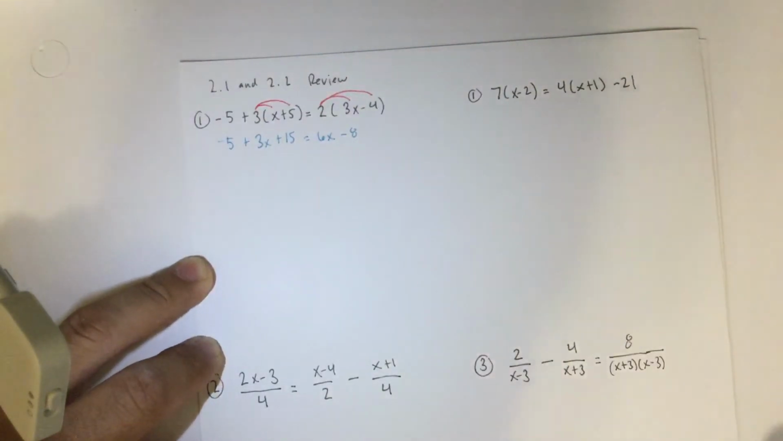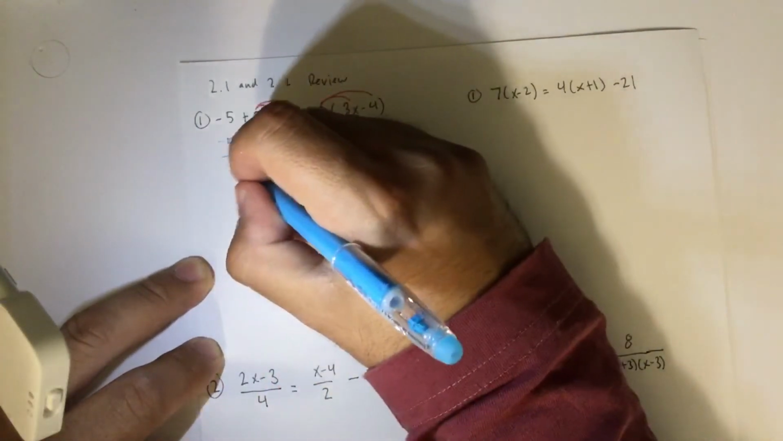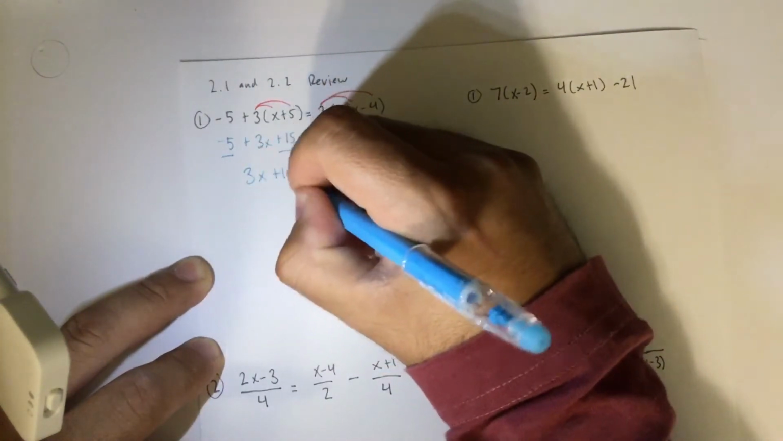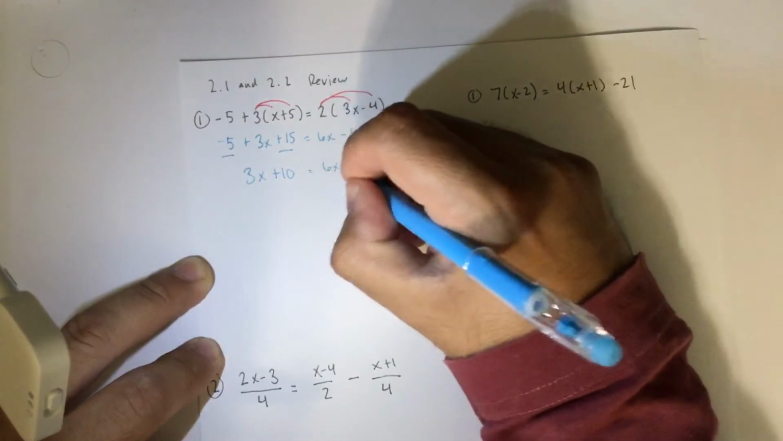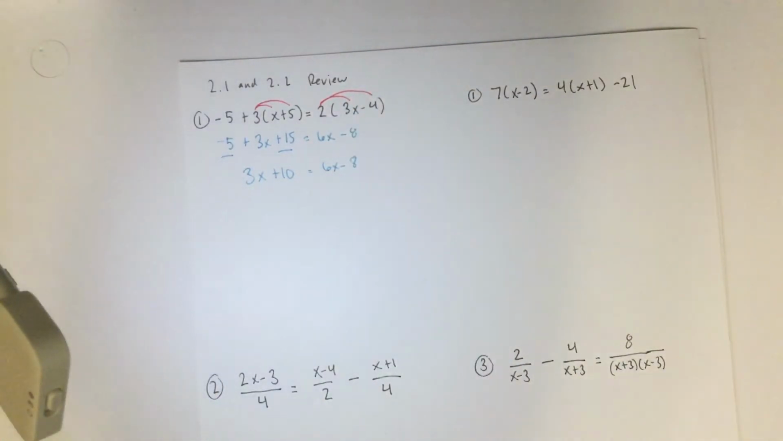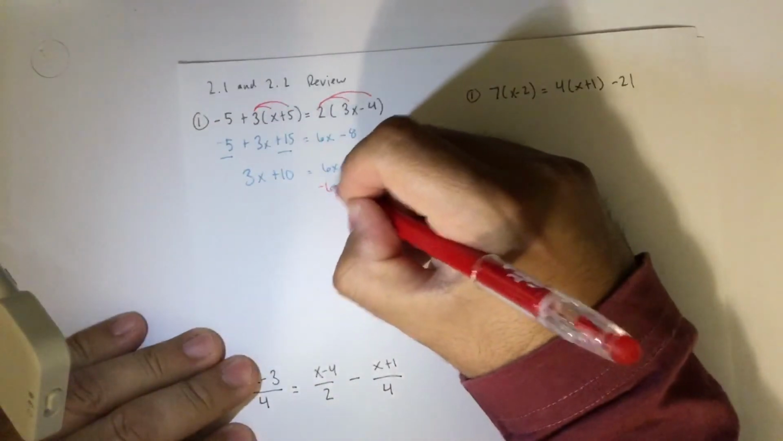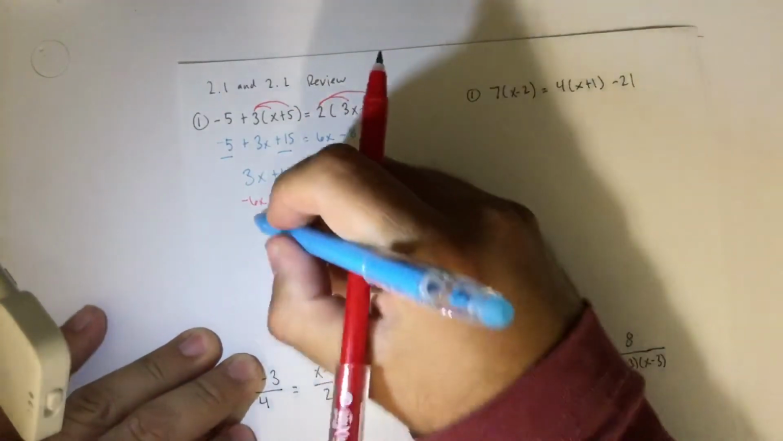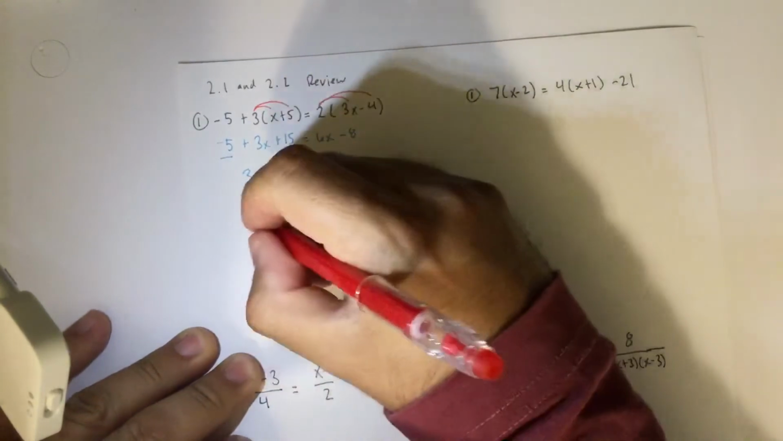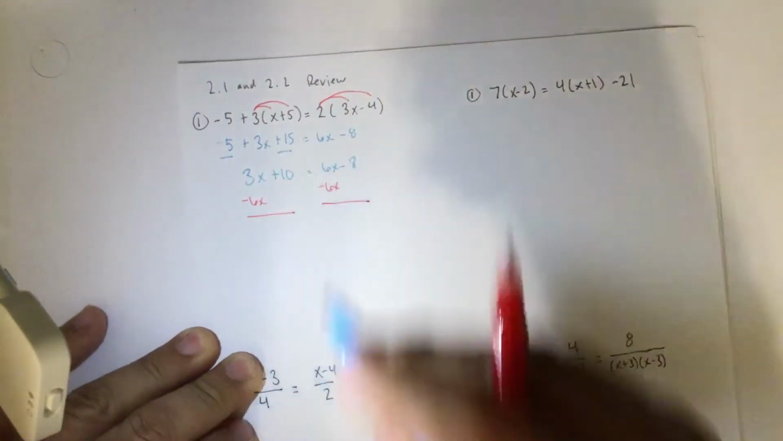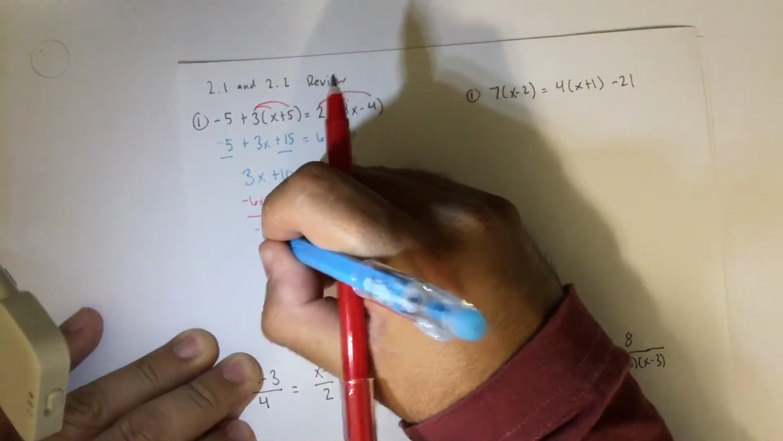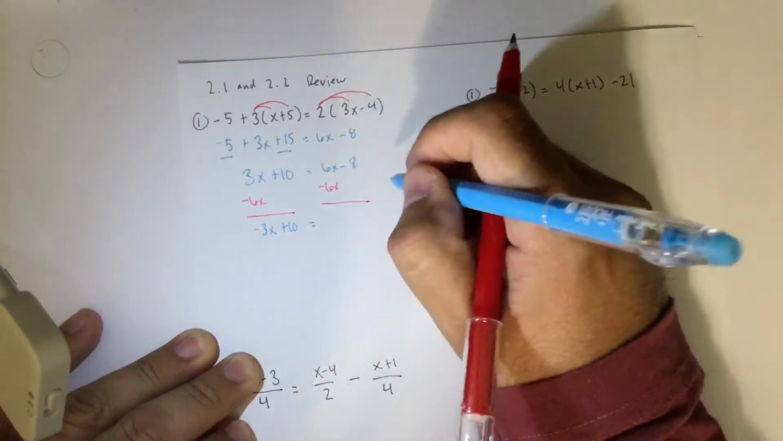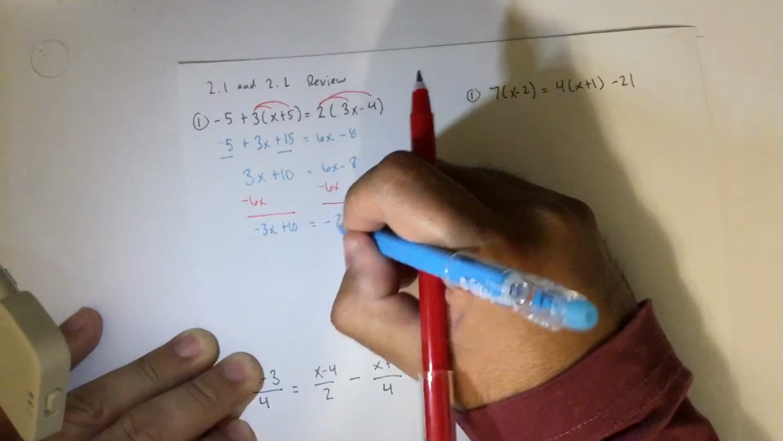Now from here we can combine like terms. So on the left side I see I can combine negative 5 and positive 15, which gives me 3x plus 10. And from here I like to move my variables to the left, so I'm going to go ahead and subtract 6x. So that's going to give me negative 3x plus 10 equals 6x minus 6x goes away to 0, minus 8.